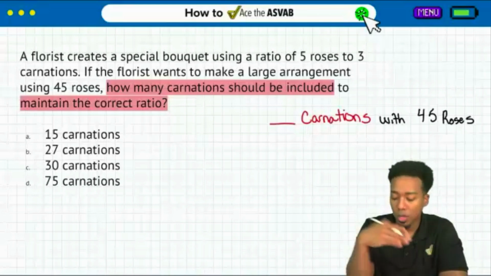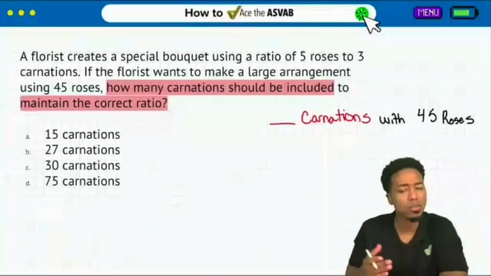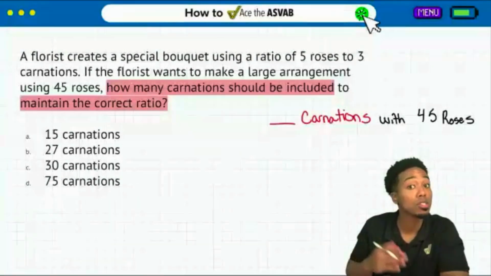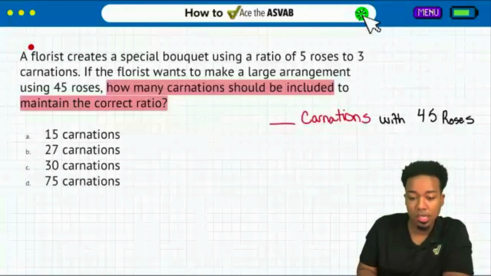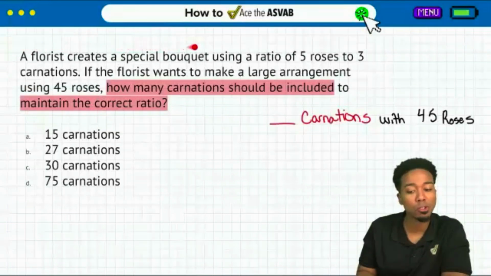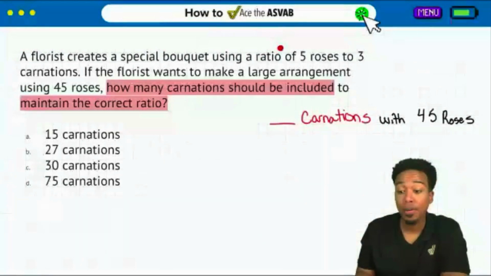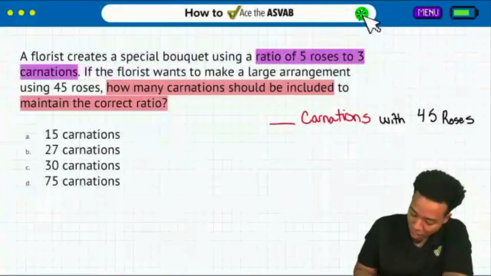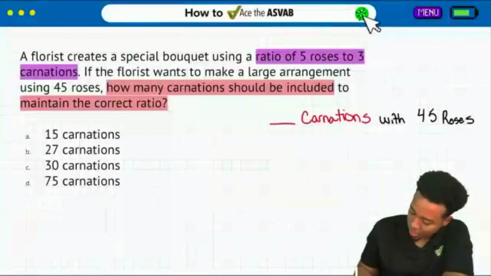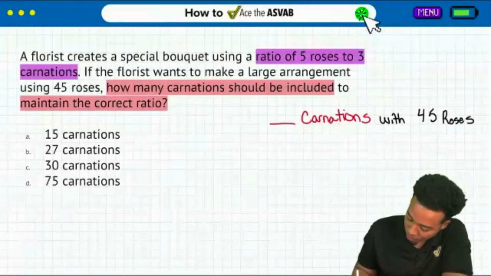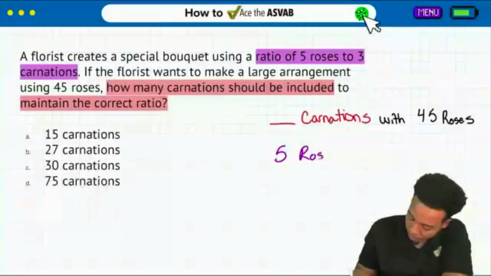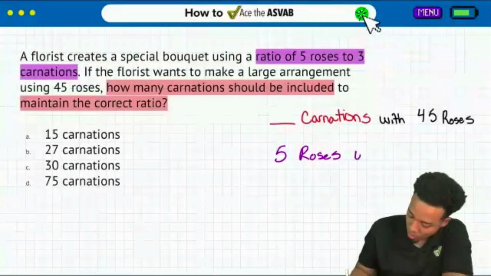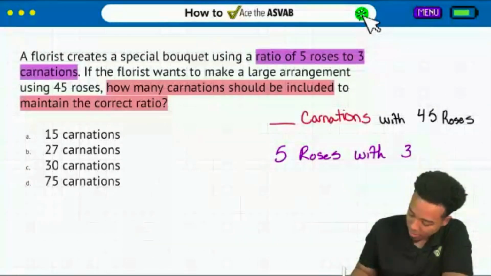Next thing, we go to the beginning of the problem and see if we can find that same comparison in some way. And we see that it says a florist creates a special bouquet using a ratio of 5 roses to 3 carnations. So if I highlight that, the ratio is 5 roses to 3 carnations. So we'll go ahead and say 5 roses with 3 carnations.